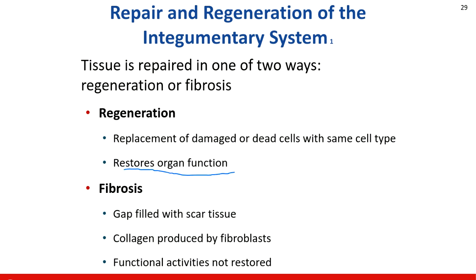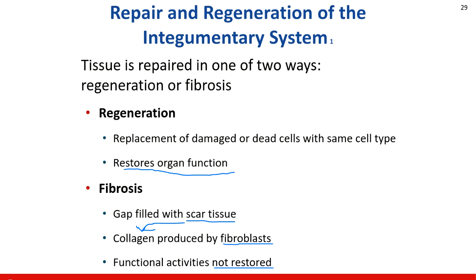Basically, what that means is, anything that was damaged gets repaired and it goes back to business as usual. Sweat glands are able to secrete their sweat. Erector pili muscles are able to do their thing. But when you have fibrosis, then we're dealing with scar tissue. Scar tissue is primarily made up of collagen, which is produced by fibroblasts. Depending on how much scar tissue is formed, or how much collagen is laid down, when we're dealing with fibrosis, then the organ function is not restored. And that's not ideal.